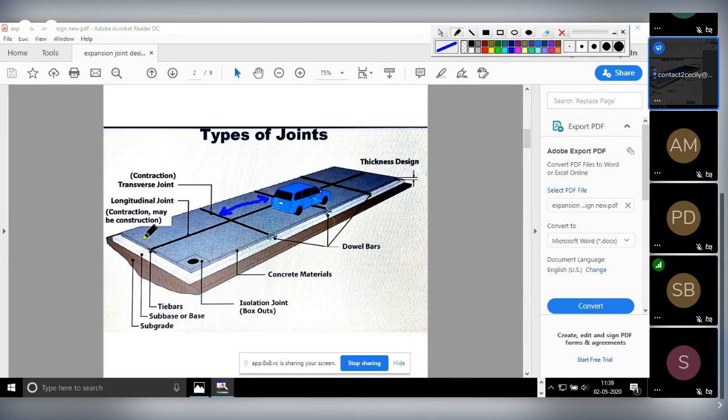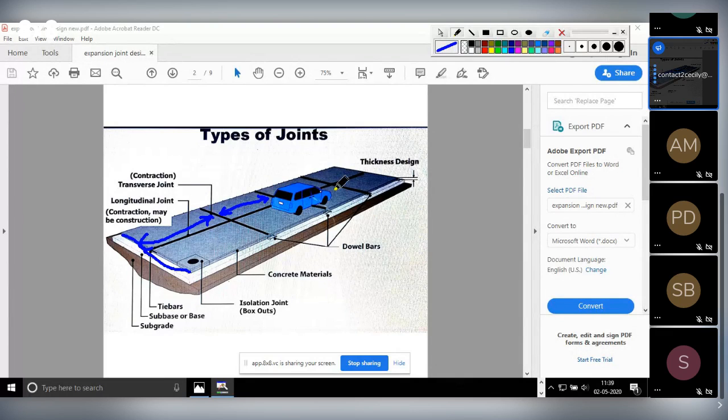Clear? See, this is one slab, it starts from here and it ends here. So this is one joint, transverse joint, and this is the second transverse joint. So what does this spacing mean? What is the length of the slab? Or we can say what is the spacing of this expansion joint. Clear? What is the spacing of these transverse joints?